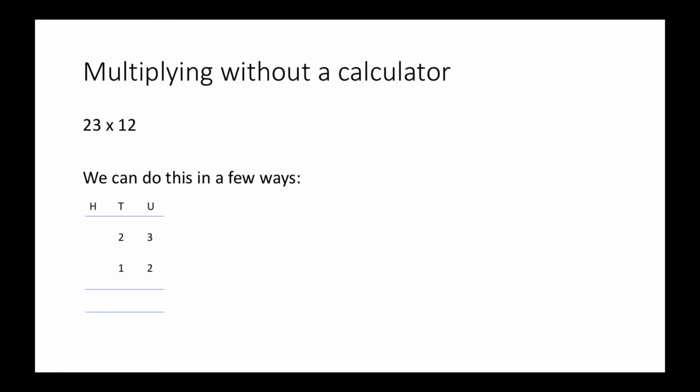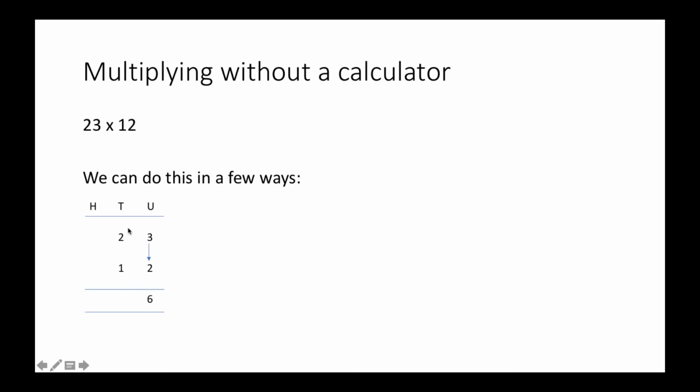So we've got our hundreds, tens and units columns, and basically the same thing happens. We do everything on the top multiplied by everything on the bottom. So we're going to do everything on the top multiplied by 2, and then we're going to do everything on the top multiplied by 1. So let's start with 3 times 2. Okay, 3 times 2 is 6.